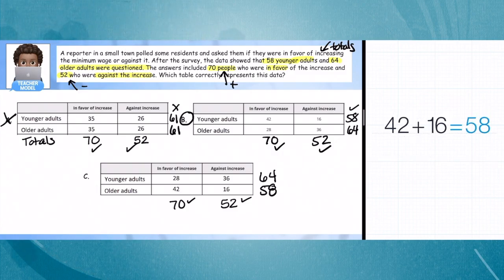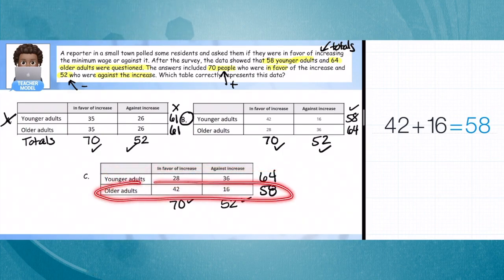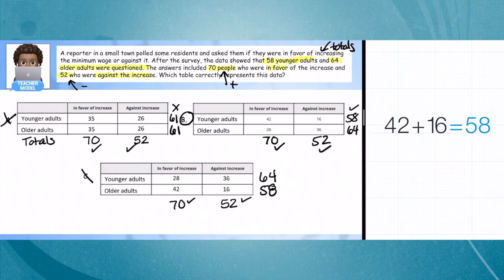So the challenge is, those are the two numbers we're looking for, but we wanted 58 younger, and this tells us 64 younger. So they reversed these two numbers. So this is incorrect. B is our correct answer. And that was a big takeaway.